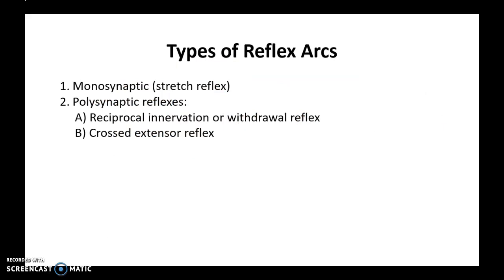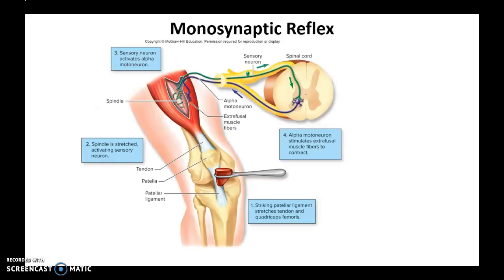Talking about the different types of reflex arcs, we will talk about the stretch reflex, and then we will also talk about reciprocal innervation or withdrawal reflex, and we will also talk about crossed extensor reflex. As we talked about in the previous slide, monosynaptic reflex is the simplest type of reflex. As you see, you have a knee tap.